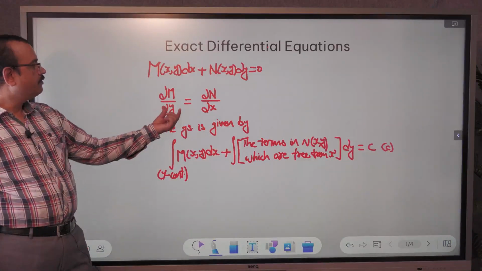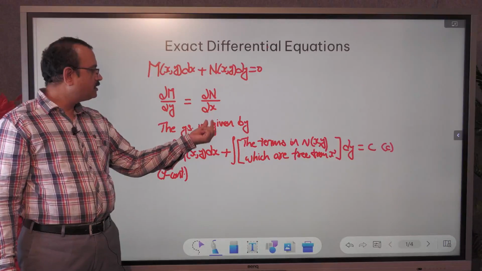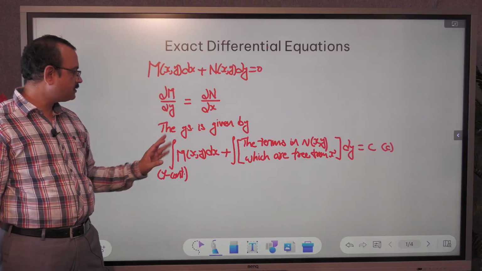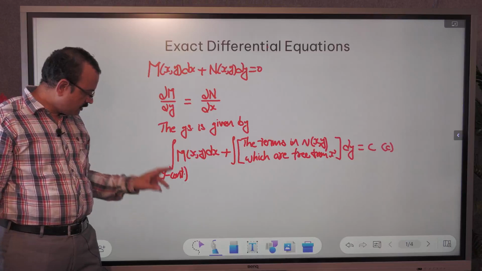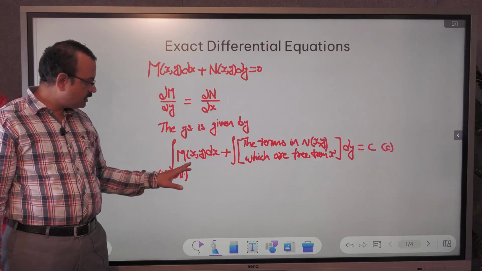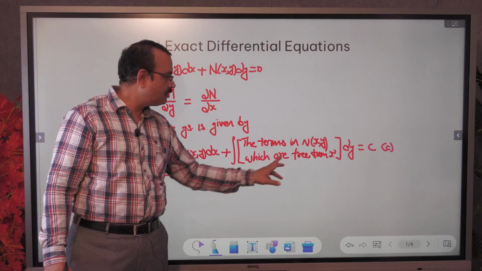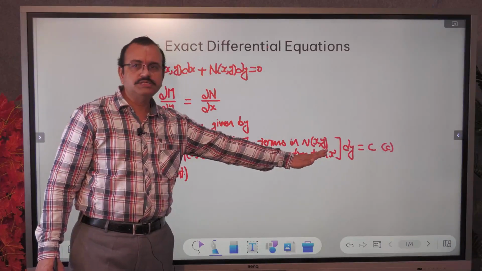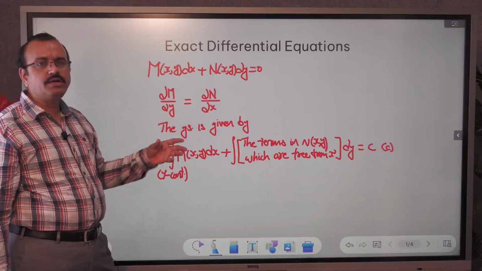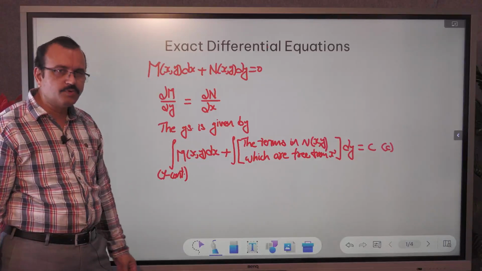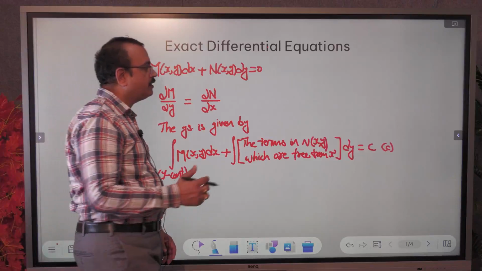Once again, if we identify that dou M by dou y is equal to dou N by dou x, then we can say that the equation is exact. Then the general solution of the equation is given by the integral of M dx, treating y as a constant, plus the integral of the terms in N which are free from x, into dy, is equal to c. Before going into all these things, not the entire theory, let me explain exactness with the help of one example.